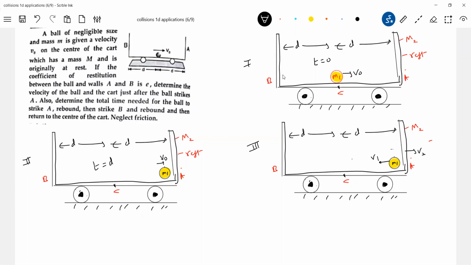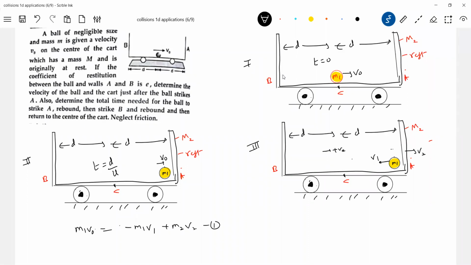So what is T? After what time will the ball reach one end of the trolley? D by U. Call this T1, T2, anything. Next, how to get V1, V2? There's no other way, no? It's telling the coefficient of restitution. Towards right will be positive. Apply conservation of momentum from the second and third diagram. It will be M1 V0 is equal to minus M1 V1 plus M2 V2. This is equation one.